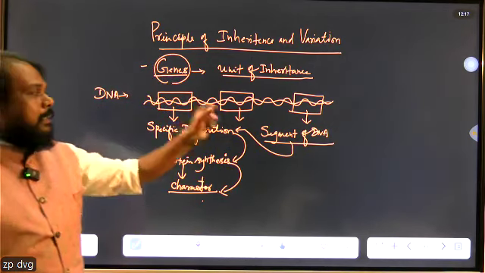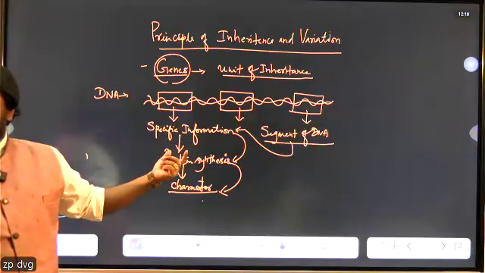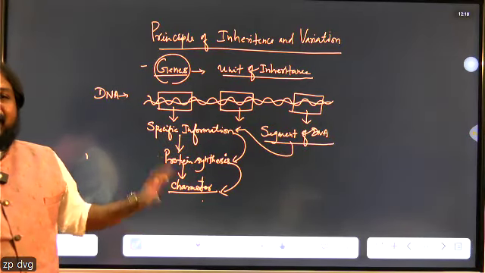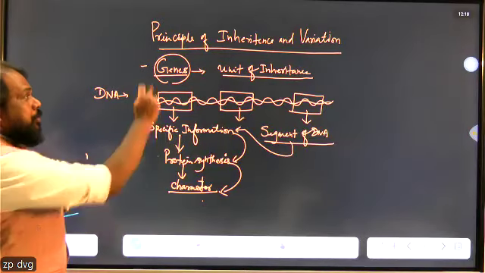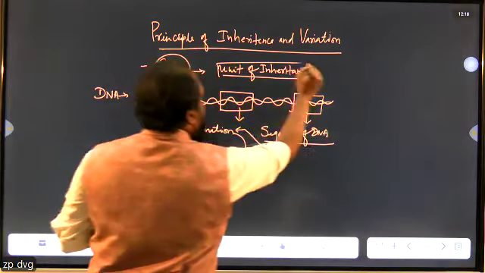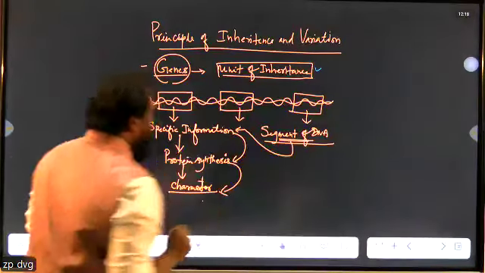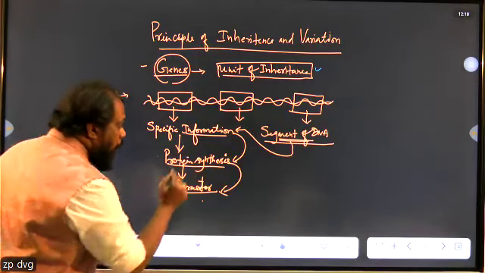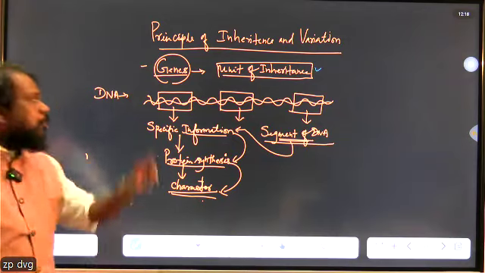A gene is a segment of DNA which has information for protein synthesis, and this protein will be expressed as a character. So there are two definitions for a gene. Number one, a gene is a unit of inheritance. Second, a gene is a segment of DNA which has information for protein synthesis. The protein will be expressed as a character. Understood now, children? So what is a gene?